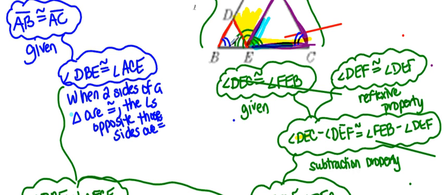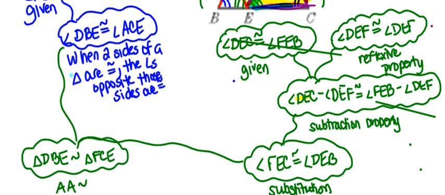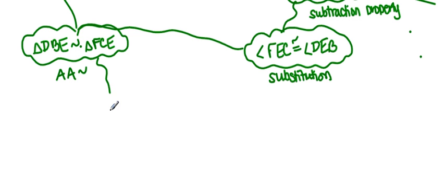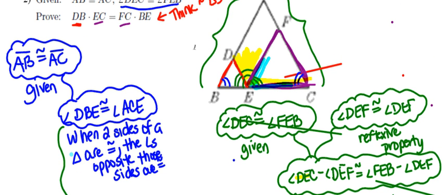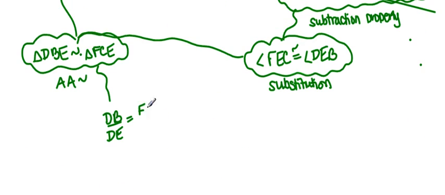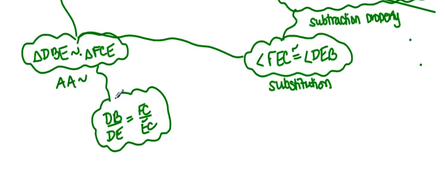So I know that the ratio between DB and DE is the same as the ratio between the corresponding pairs of sides in the purple triangle, FC and EC. And that's because when you have two triangles that are similar, the lengths of their corresponding sides are in proportion.